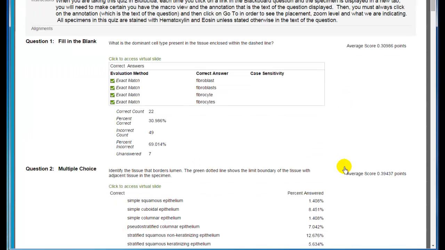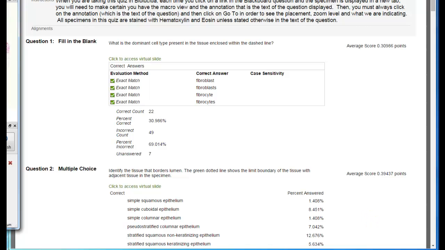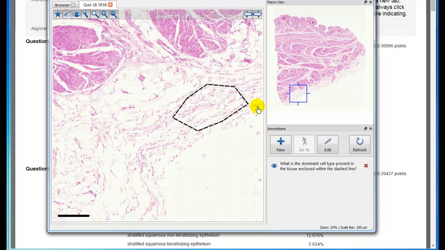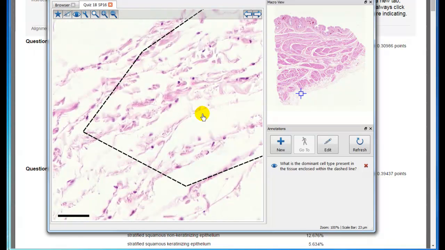Question 1 presented loose connective tissue, and this is the specimen that was presented. It's a loose connective tissue, and if you increase the magnification, you could see there are collagen fibers, you could see the nuclei of fibroblasts. So what is the dominant cell in loose connective tissue? The dominant cell here in this view is a fibroblast.